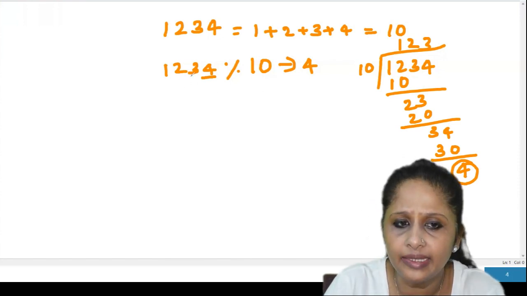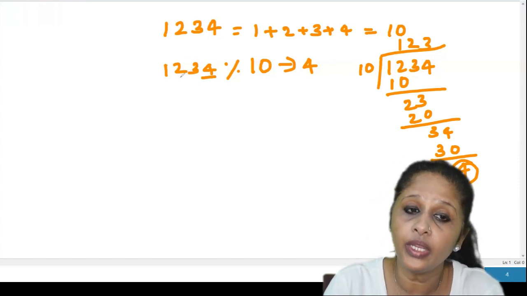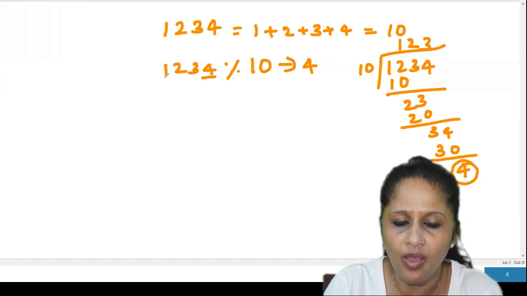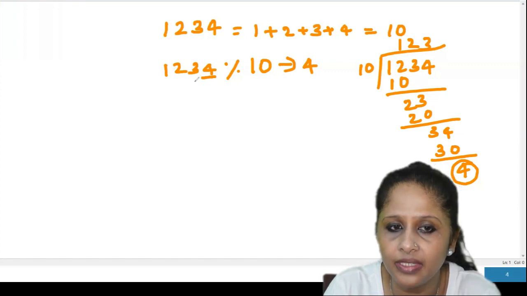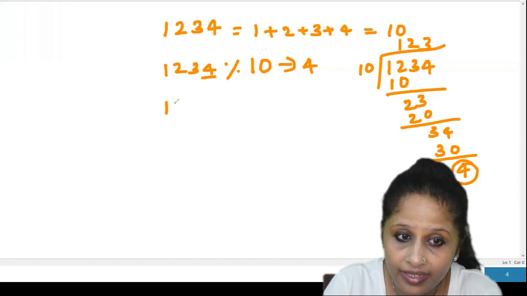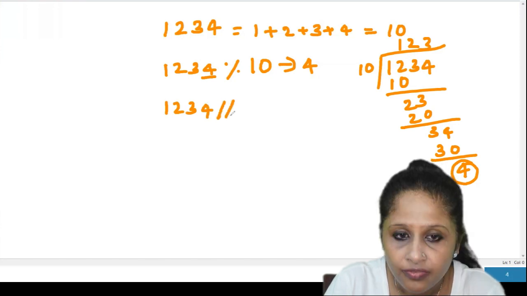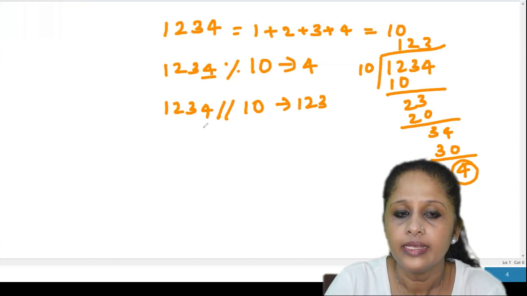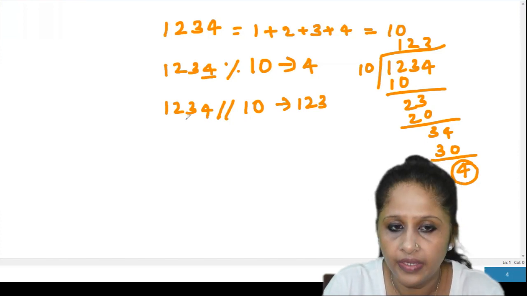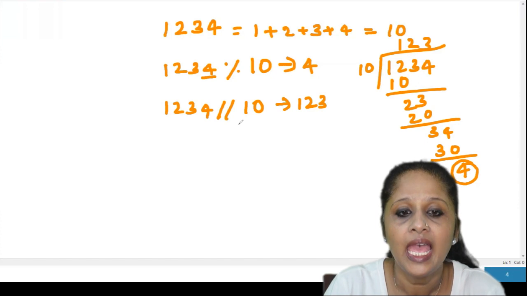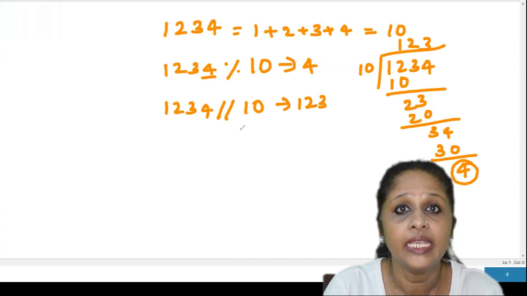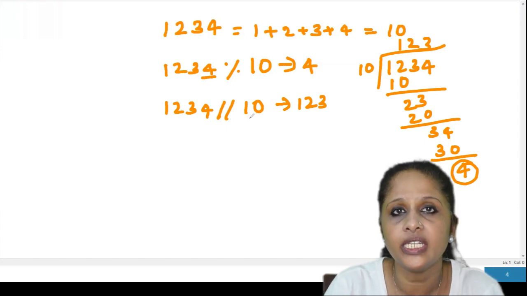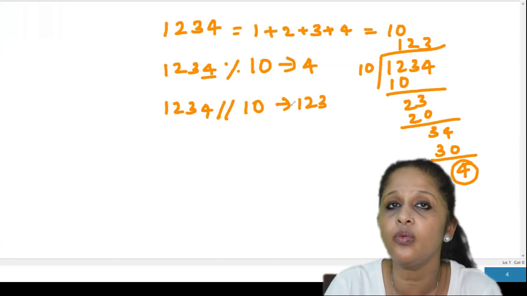So how will you get this 3? If you do a modulo operation with 123 and 10, you will get 3. So how will you get this 123 from 1, 2, 3, 4? For that we can write 1, 2, 3, 4 floor division 10. So you will get the answer as 123. See, what is floor division? Here we are doing the division with 10, but the decimal part will be ignored or truncated. So 1, 2, 3, 4 floor division 10 gives the answer 123.